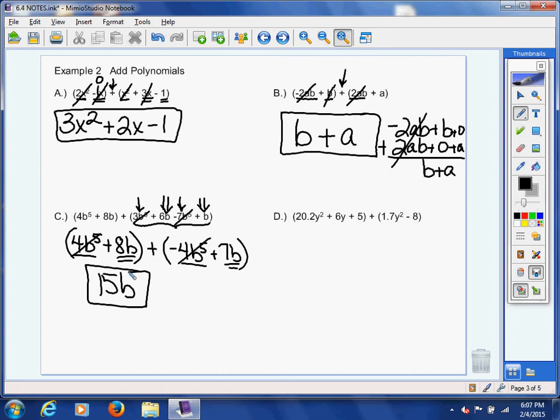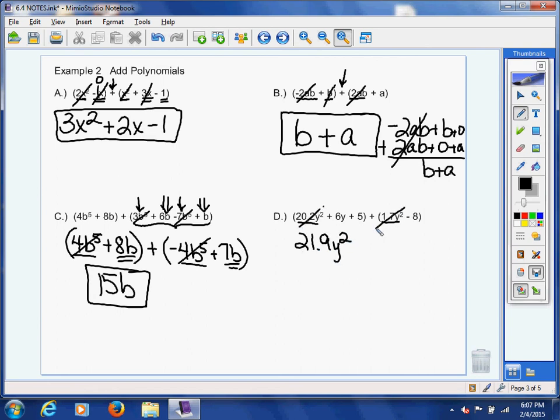Okay, so let's look at letter D. Like terms, looking for those. I don't see any like terms I need to consolidate in each individual parenthesis, so we're good there. We can go ahead and proceed as we did. I've got 20.2y squared and 1.7y squared. Just add them together. What's 20.2 and 1.7? Hopefully you said 21.9. That's great.